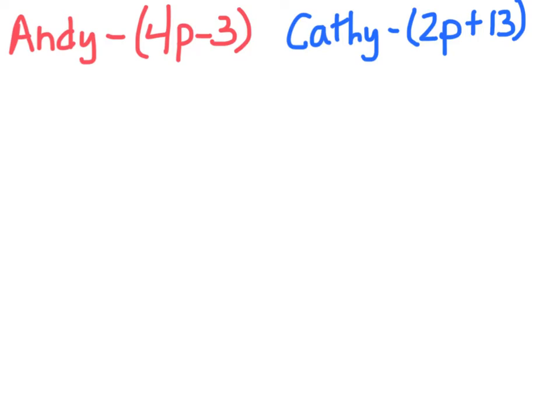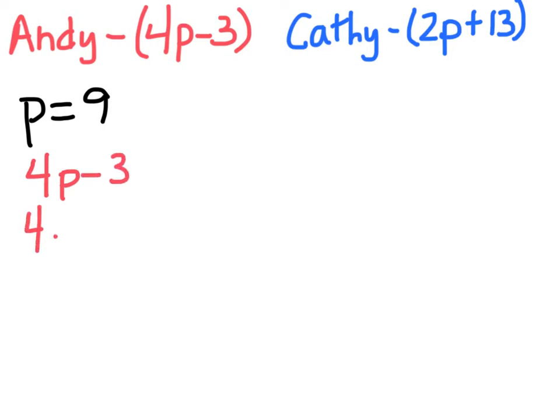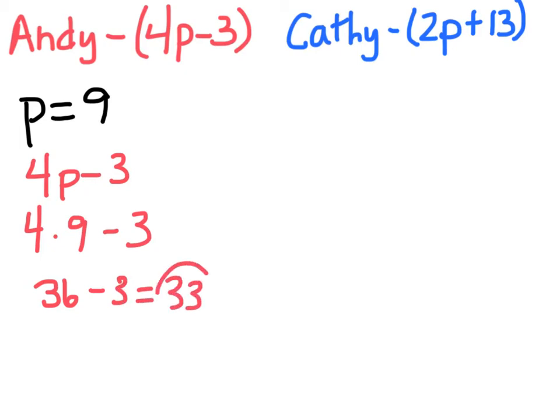The next part of our problem asks us to write an inequality to show who has more pencils if P equals 9. So if there are 9 pencils in each box, who has more? Okay, so let's first solve for Andy. Andy has 4P minus 3 pencils. 4, when we substitute in our 9, minus 3. 9 times 4 is 36, minus 3. Andy has 33 pencils.